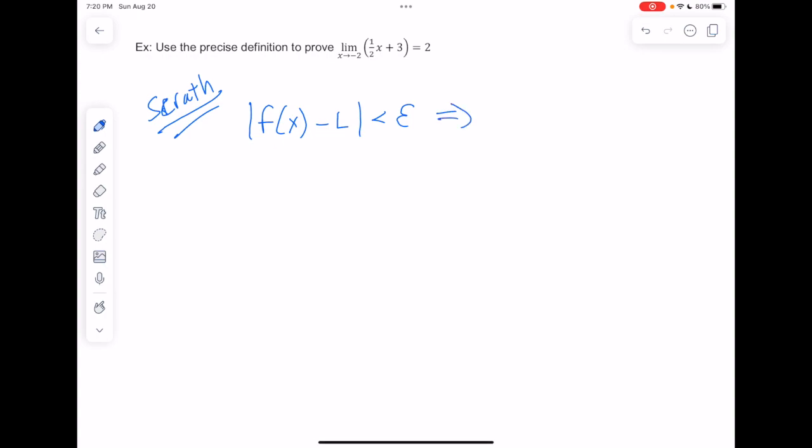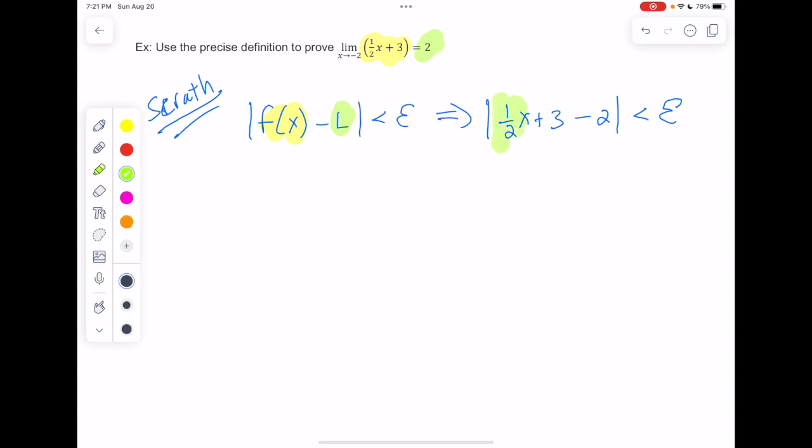So our f of x is always what's inside, and our L is always what's outside. So for f of x, we're going to have 1/2 x plus 3, and then for L, we're going to have the 2. And that's supposed to be less than epsilon. And then we're going to try and manipulate that so we can see the absolute value of x minus a inside of this absolute value expression right there.